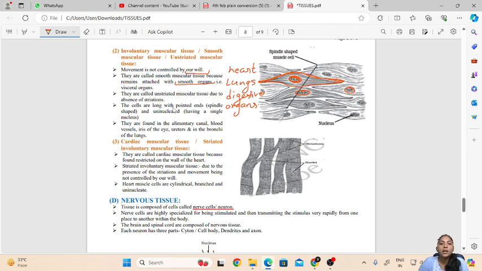Then they are found in the alimentary canal, the blood vessels, the iris of the eye, then uterus, and in the bronchi of the lungs. All these parts where the smooth muscles are found are involuntary. As the food in the alimentary canal, the movement of food is not controlled by us. Then the blood vessels, the flow of blood, then the movement of iris, all these are movements which we cannot control, so they are called involuntary.